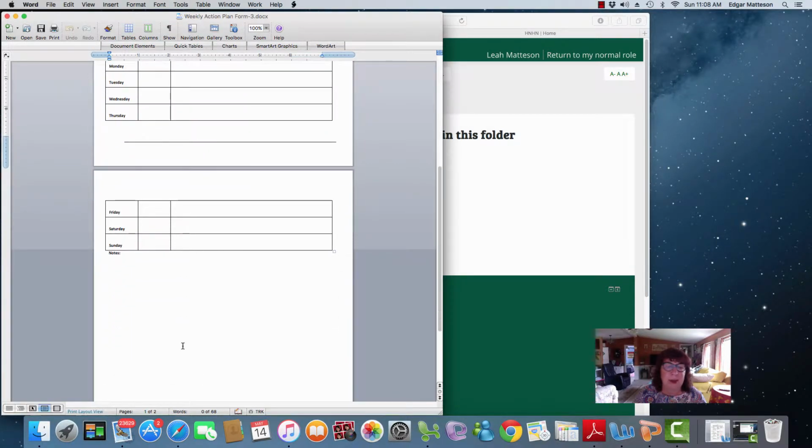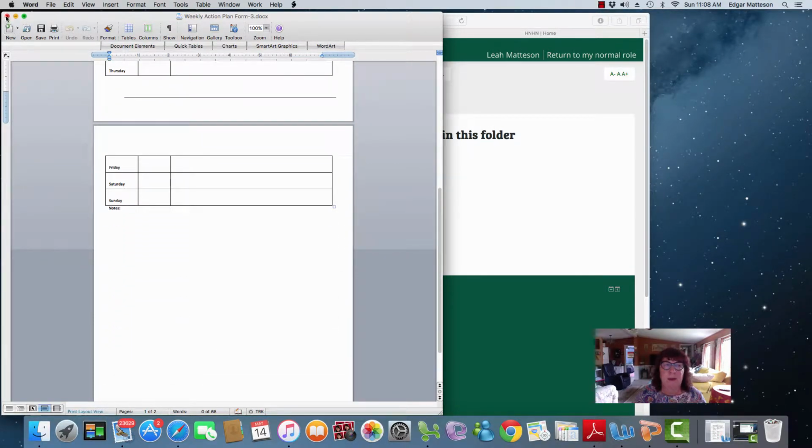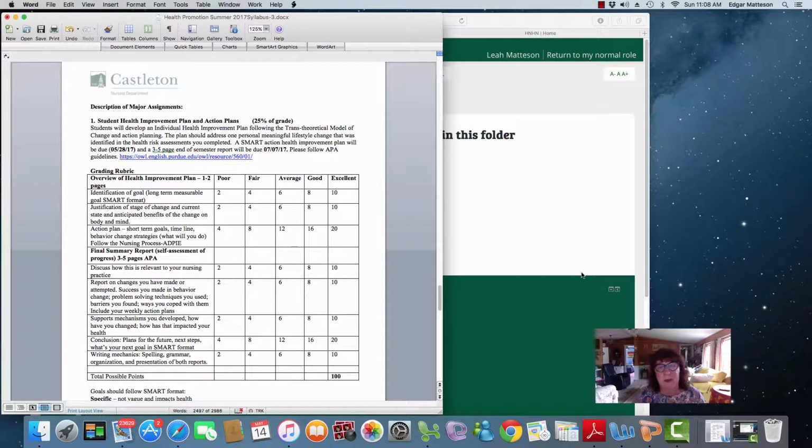Write any notes down here that you want to, and I'll have an assignment Dropbox, and on Sunday nights, you're going to upload that. So SMART action plan, and then starting the week of May 29th for 5 weeks, you're going to do those weekly action plans. And then at the end, you're going to write a paper on that.